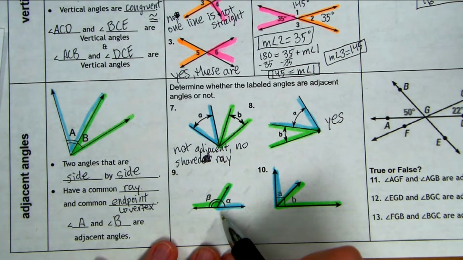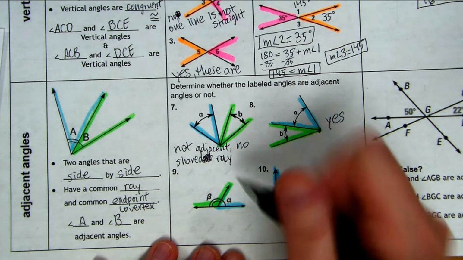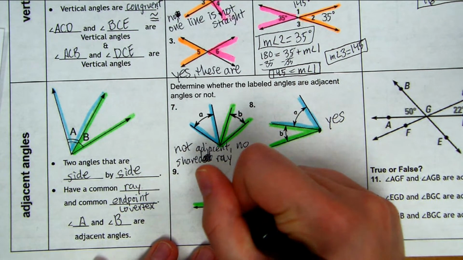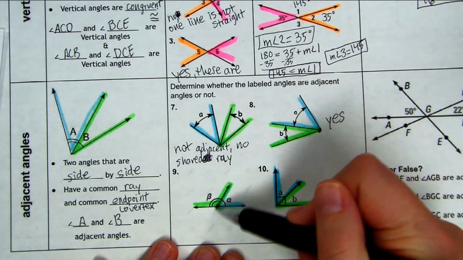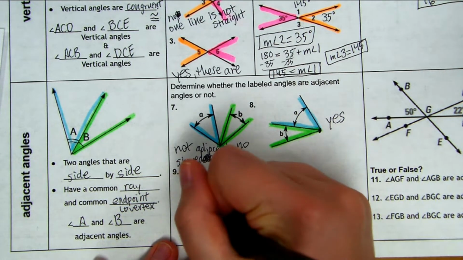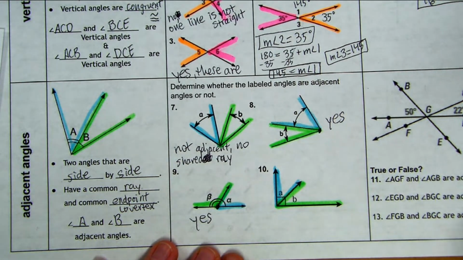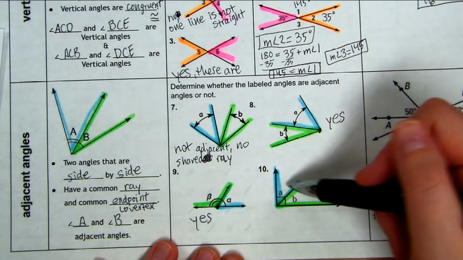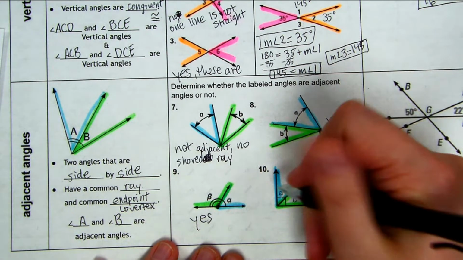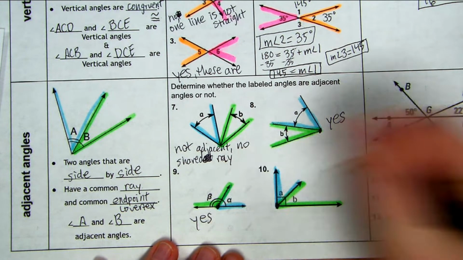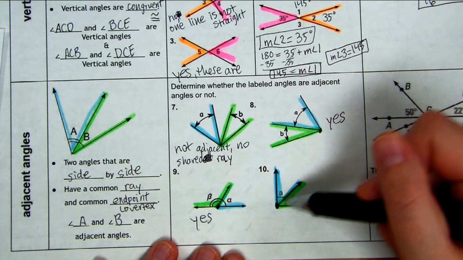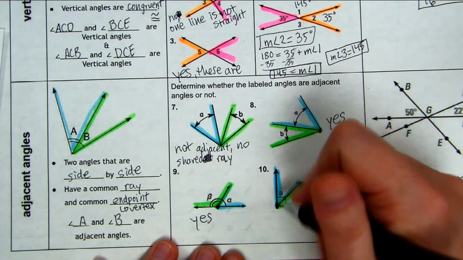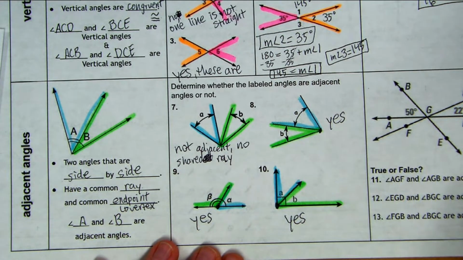If I look down here at example 9, I can see that, again, they both share the same vertex, that's this point here, and they both share this slanted side here. It's marked both with blue and with green, so these are also adjacent angles with each other. And over here for example 10, I can see angle A and angle B, they both have this shared vertex here, this corner, and they both share this side here, so these are also examples of adjacent angles.